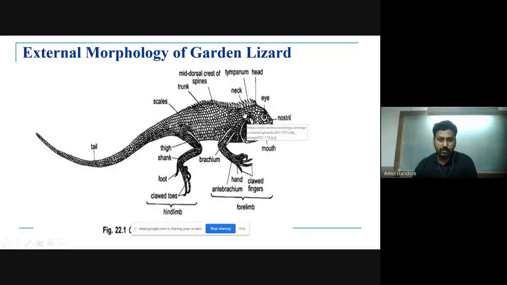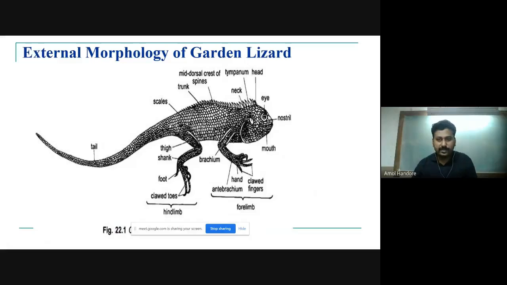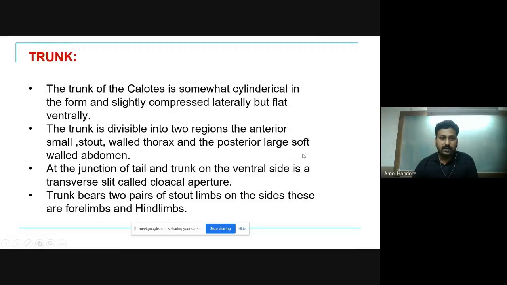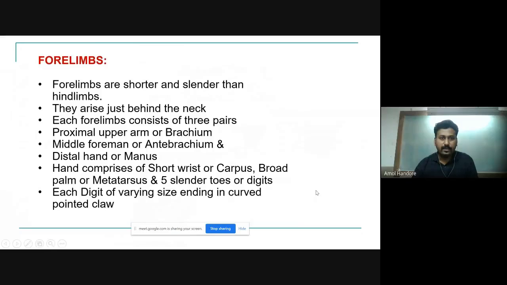Then we understood the neck, though it is not very distinct externally, but in the skeleton the neck is well developed. The neck is the connecting region between the head and trunk. Then we understood the trunk, which bears 2 pairs of appendages, that is forelimbs and hind limbs. There is an aperture at the junction between the trunk and the tail. We call it the cloacal aperture. We will understand its function when we study the other systems.